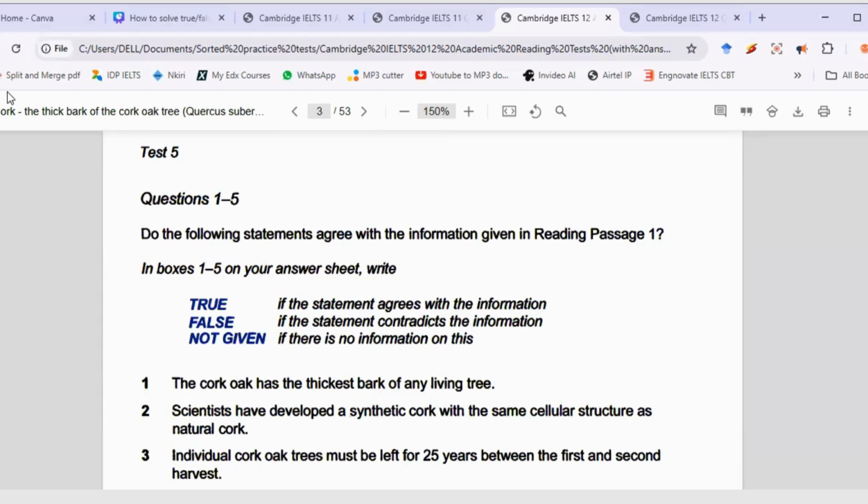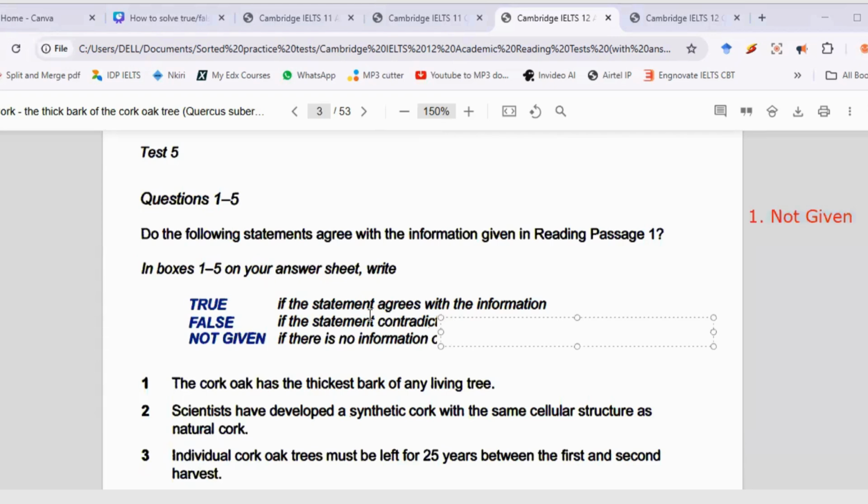Not given. You see, when you pay attention to buzzwords, it's going to help you to pick the correct answer. I'm telling you, pay attention to those buzzwords. So my number one is going to be what? Not given. Very straightforward. Okay? Now let's go to number two.